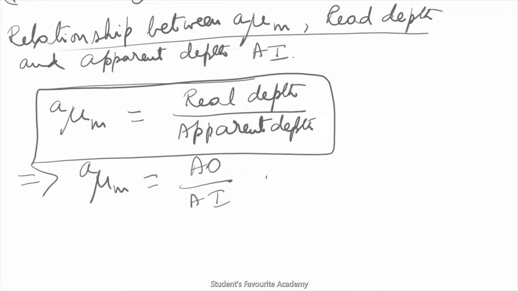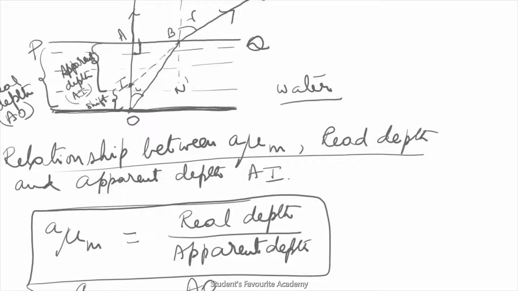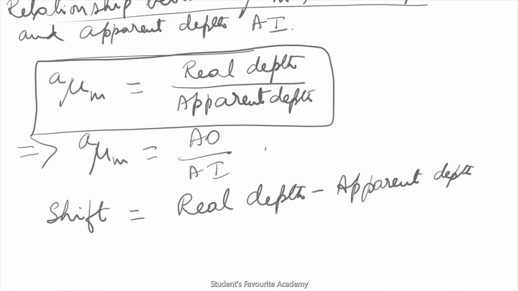Now another formula from this they can ask: what is the shift of the object? So the shift of the object will be real depth minus apparent depth. So what is the shift in the figure? In the figure the shift is OI, right? So real depth minus the apparent depth is the shift. Now till here is it clear?